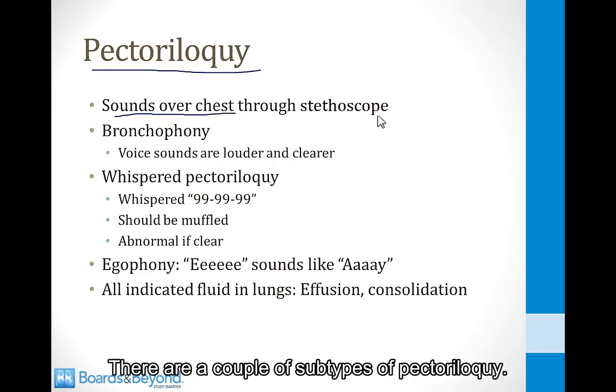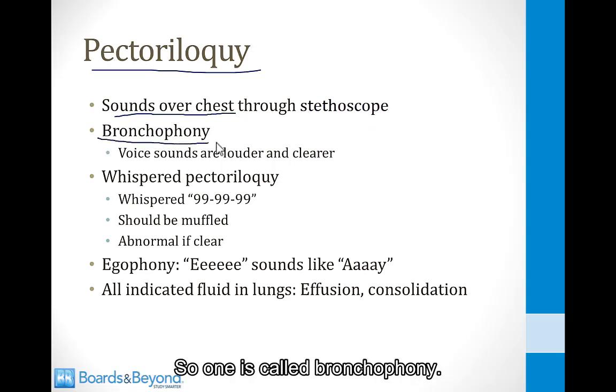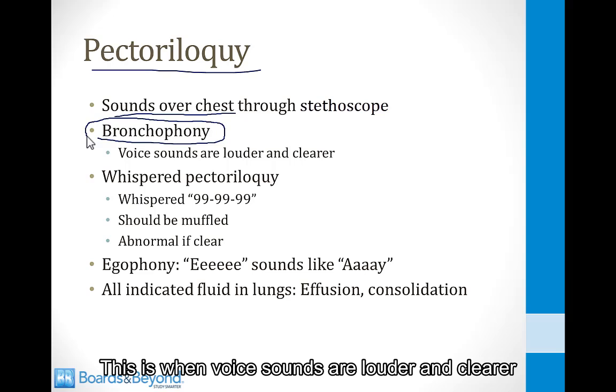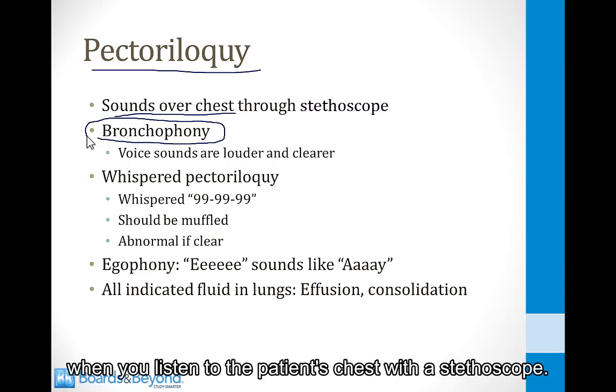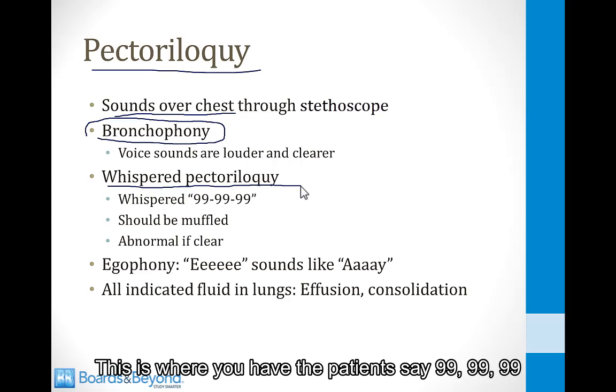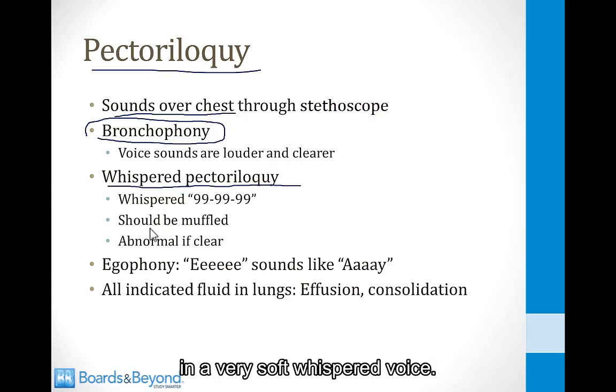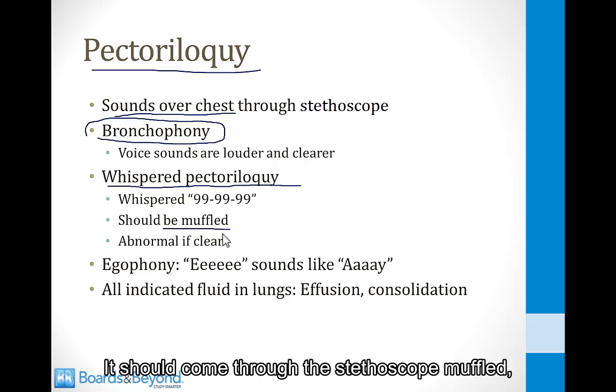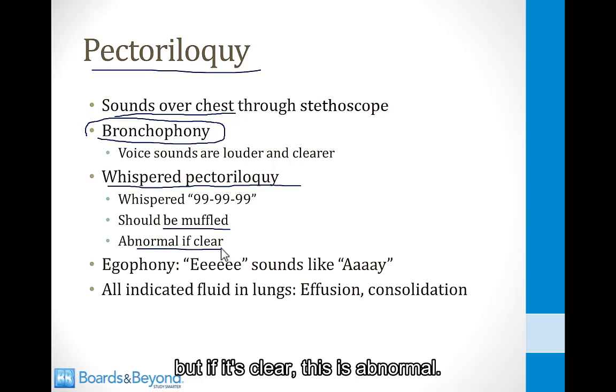There are a couple of subtypes of pectoraliloquy. So one is called bronchophony. This is when voice sounds are louder and clearer when you listen to the patient's chest with a stethoscope. Another type of pectoraliloquy is called whispered pectoraliloquy. This is where you have the patient say 99, 99, 99 in a very soft whispered voice. It should come through the stethoscope muffled, but if it's clear, this is abnormal.